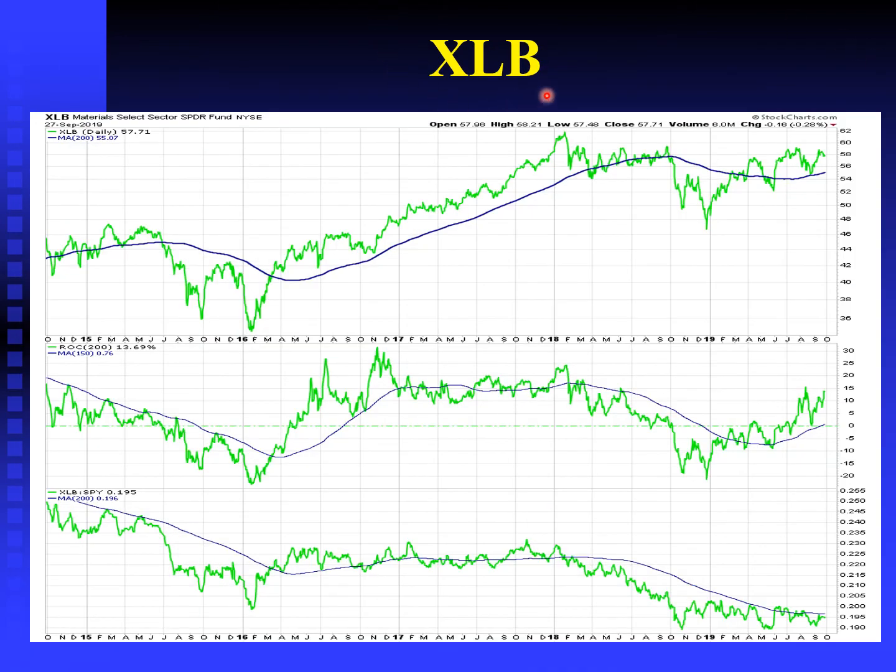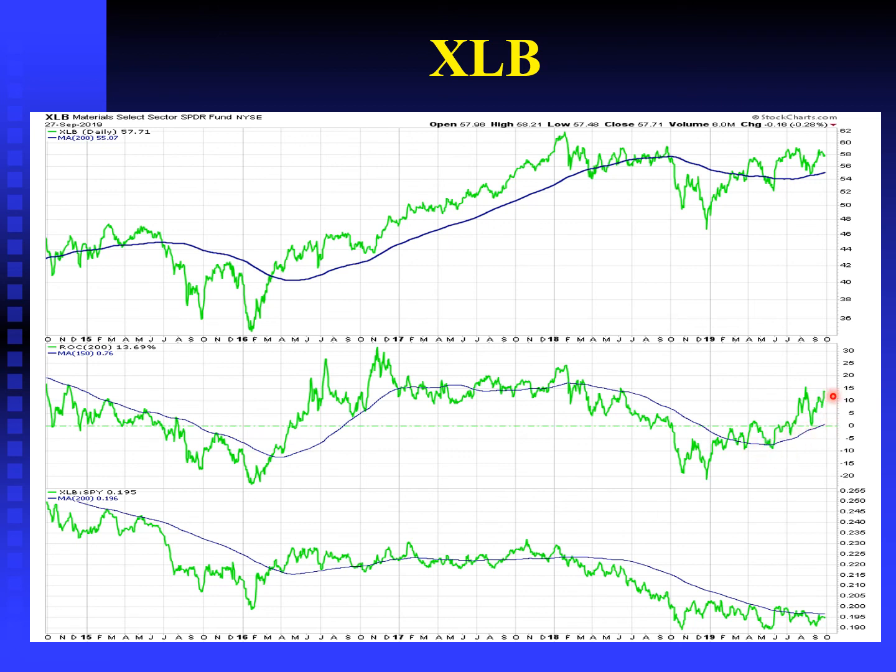This is the chart of the materials sector of the S&P 500. Again, this is the price of XLB, the daily price, and this is the 200-day moving average of the price. This is the rate of change of XLB over 200 days, and the green line is the 150-day moving average of the rate of change. And you can see now that there is some momentum up on the price, on the rate of change.